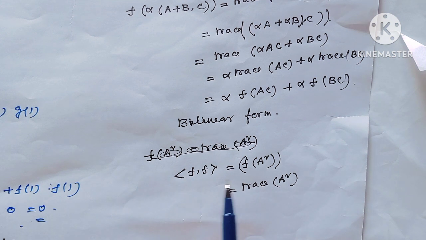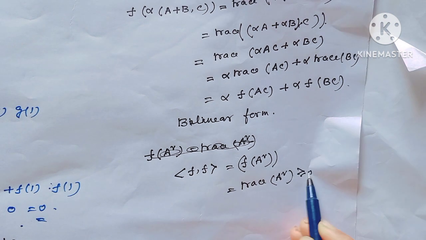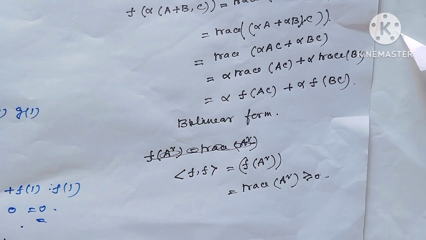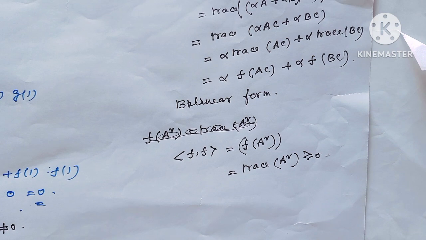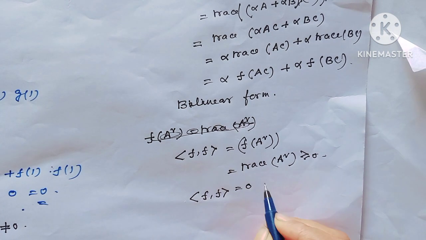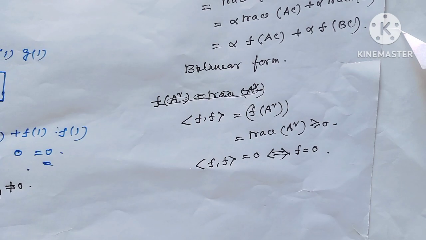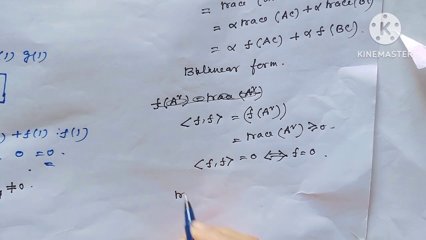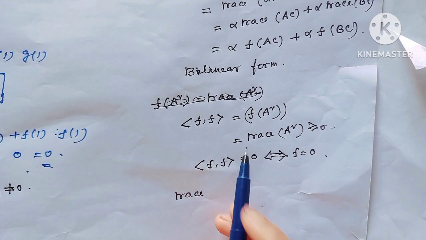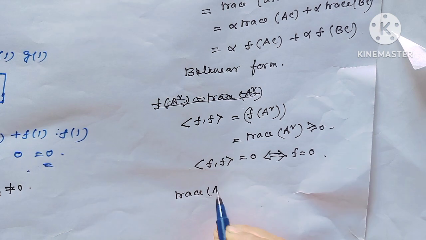By the property of inner product itself, this is greater than or equal to 0. And when the inner product of f with itself is equal to 0, that implies f equal to 0. Notice here, trace of A square equal to 0.